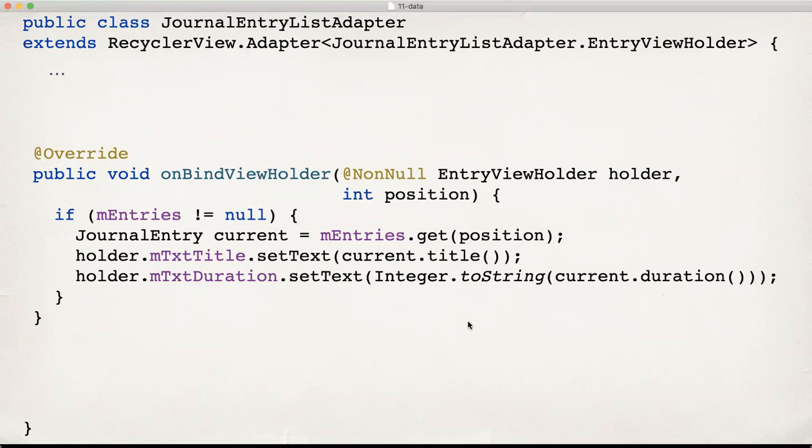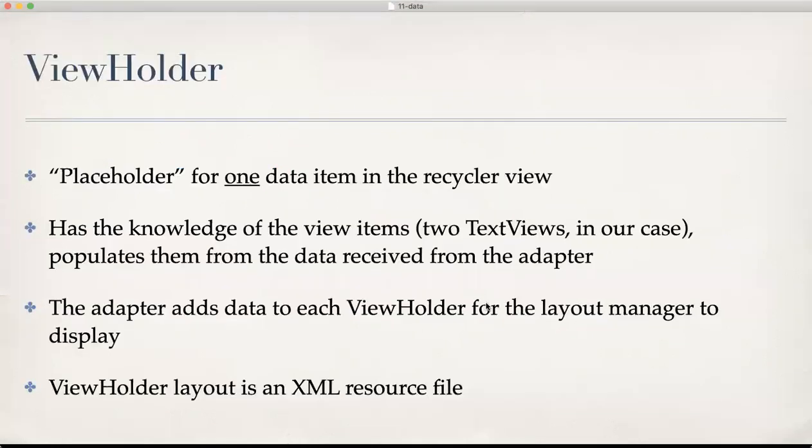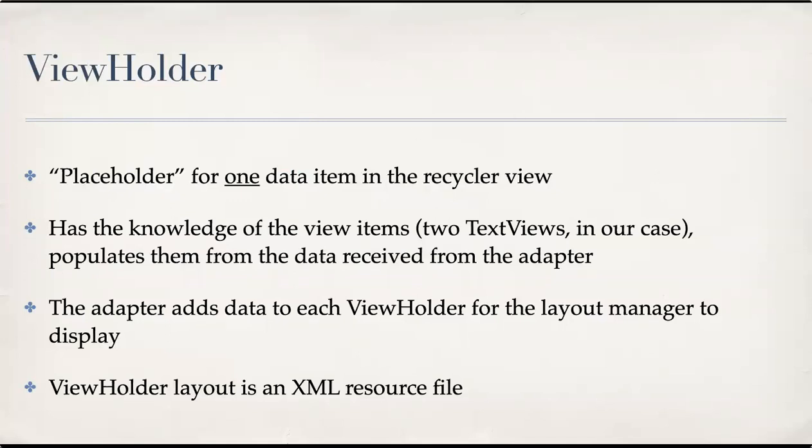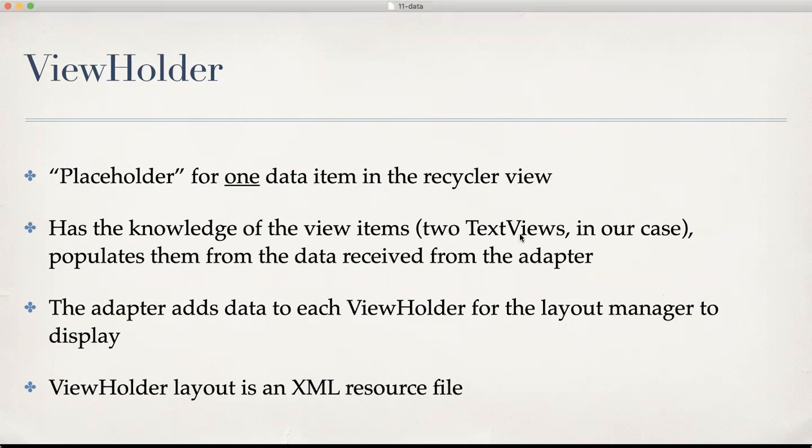Now let's see what else needs to be done before this actually gets to work. Okay. So at this stage, all this code is incomplete. It will not work. You'll in fact see lots of red wiggly lines. So what's a view holder? A view holder is a placeholder for just one data item in the recycler view. And the view holder knows about the view item. That is, it knows that it has two text views in this case, and it's responsible for populating them with the data received.